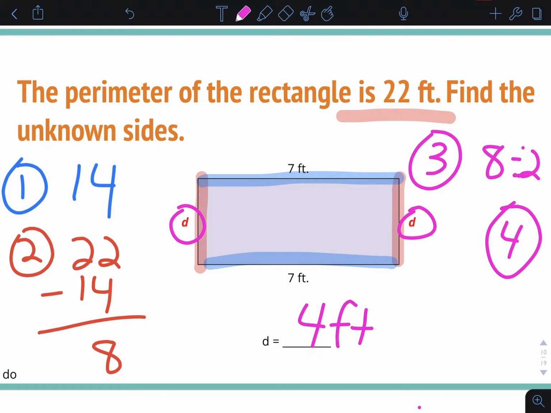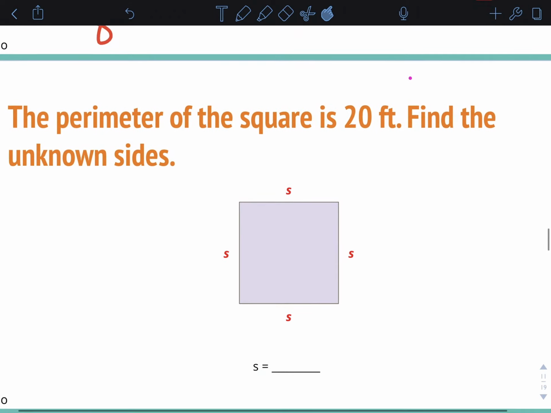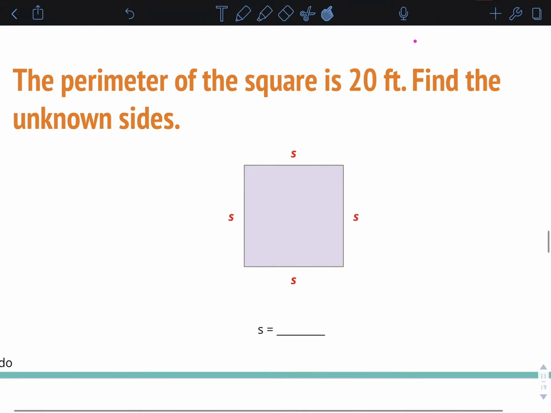That's it. Now there's one other type of problem that they might see, and that's going to be when all of the sides are missing. This one's kind of nice because you get to skip steps 1 and 2, because there are no numbers that we know, so that means there are no numbers to subtract.